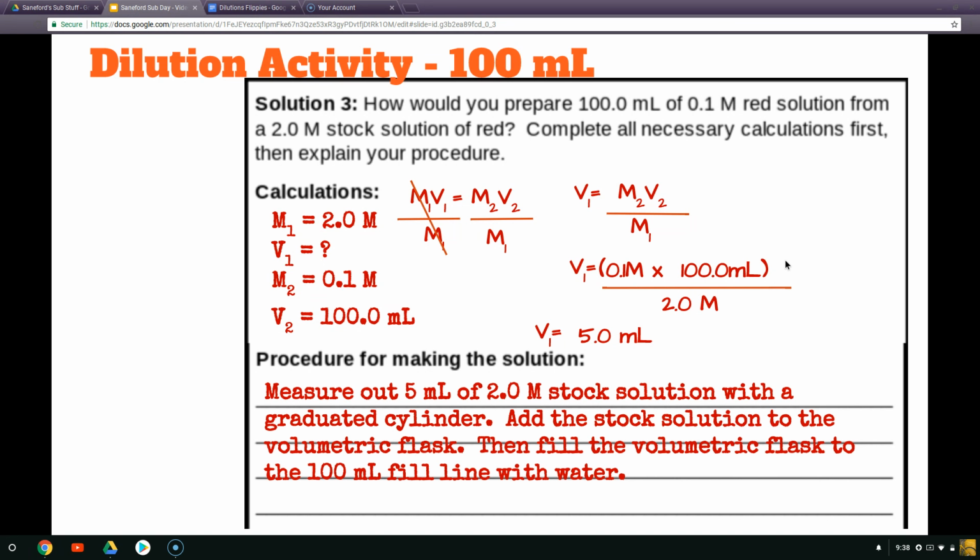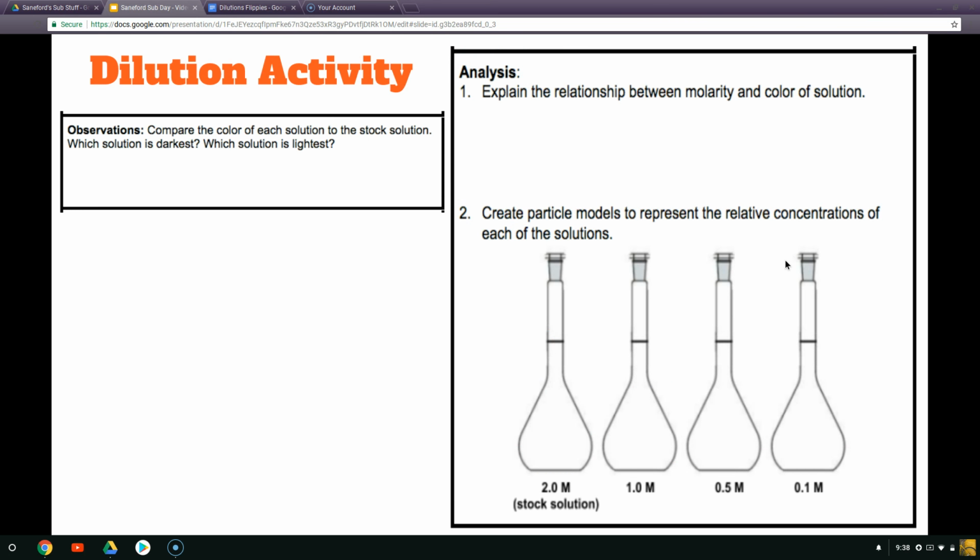So we're going to measure out 5 milliliters of our 2 molar stock solution with a graduated cylinder. Add it to the volumetric flask. Pour water until we get close to the fill line, and then use a dropper to fill it to exactly 100 milliliters. At this point, I'd like you to stop.